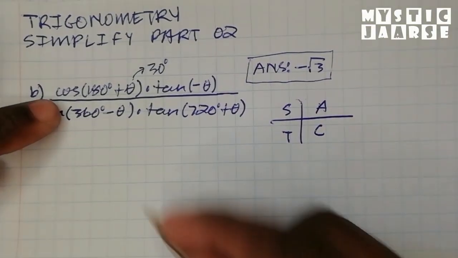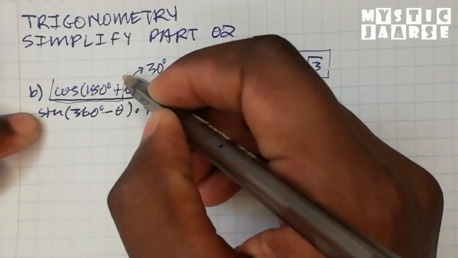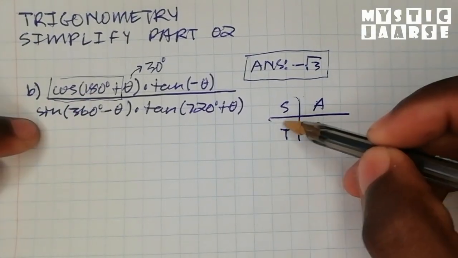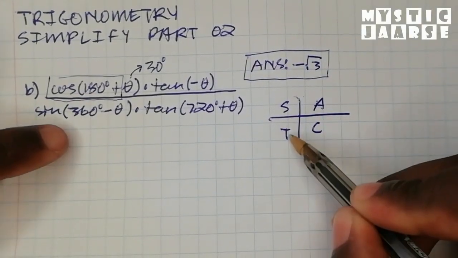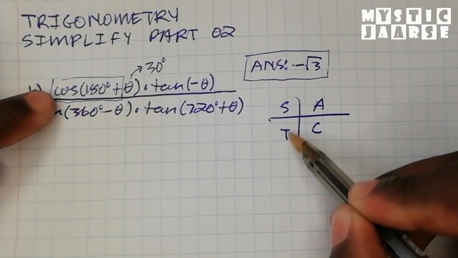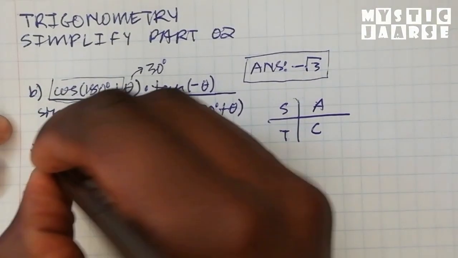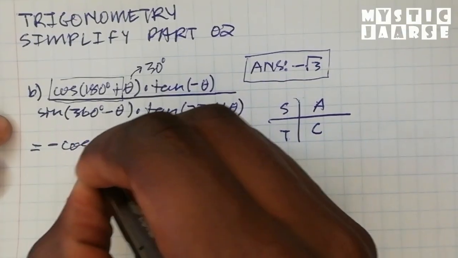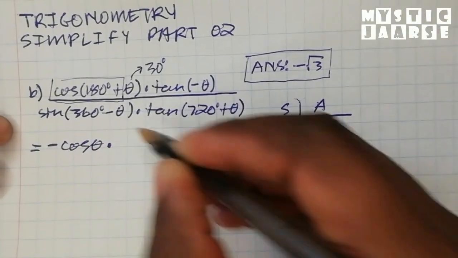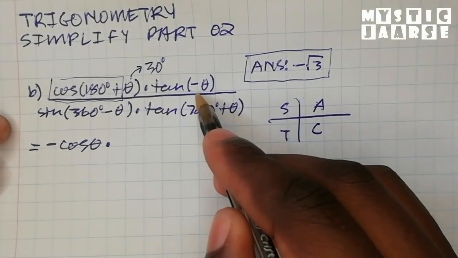So we have cos of 180 degrees plus. So this is the third quadrant, and tangent is positive. Cos is negative in the third quadrant. So we are going to have negative cos theta times tan of a negative angle.